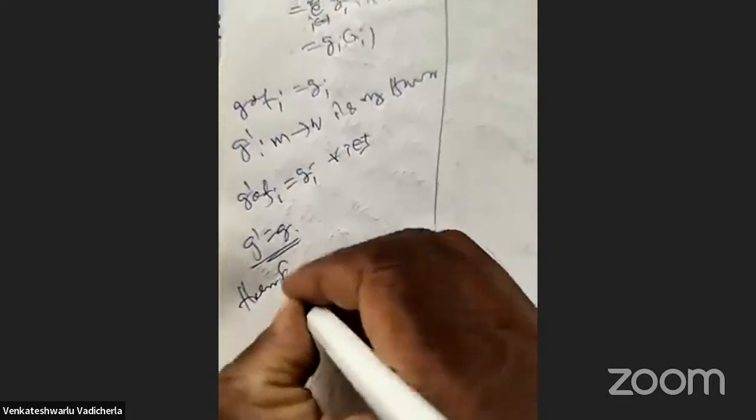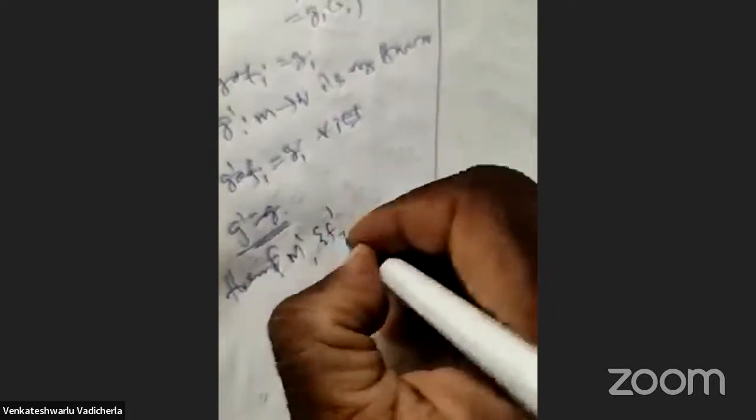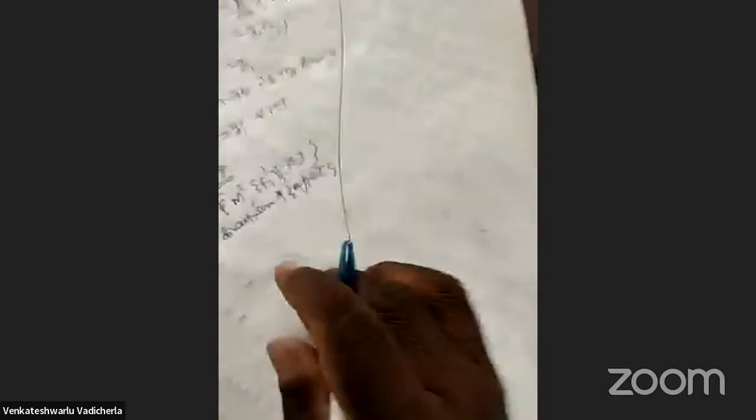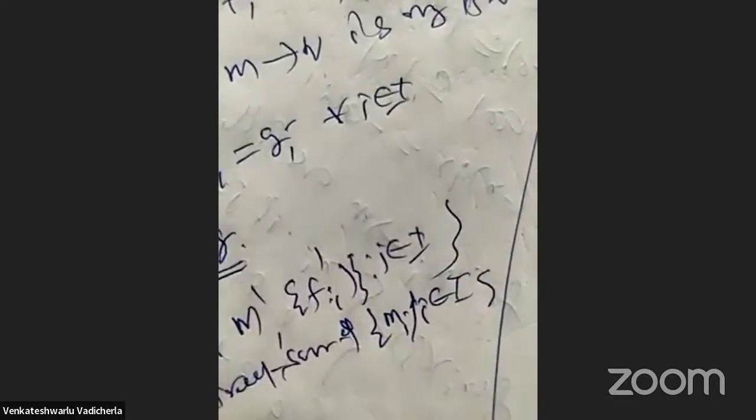Hence it is clear that M together with the maps fi is the direct sum of Mi such that i belongs to I. We prove the uniqueness of M dash with maps fi dash as a direct sum.